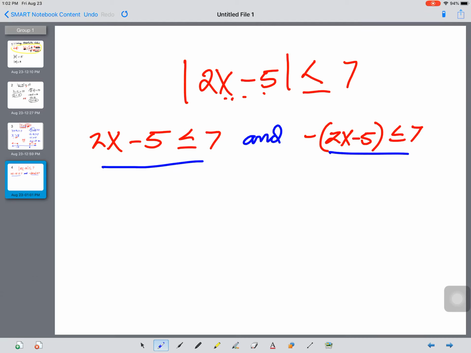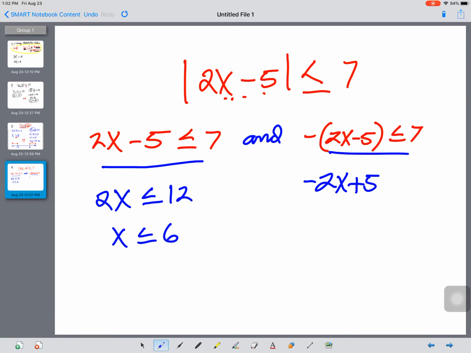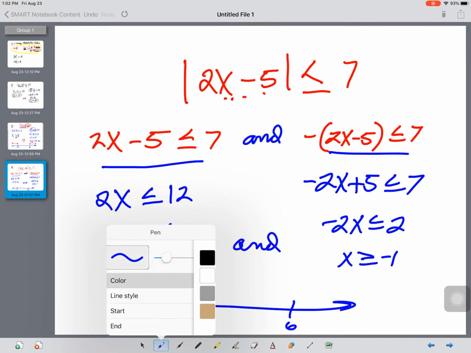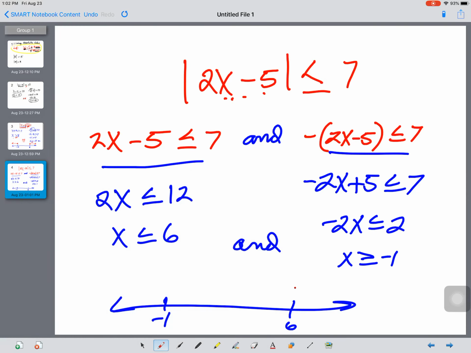So let's solve them both. Add 5 to both sides, you get 2x less than or equal to 12. x is less than or equal to 6. Distribute, negative 2x plus 5 less than or equal to 7. Negative 2x less than or equal to 2. And then x is, now remember when you divide by a negative, greater than or equal to negative 1, with the word and in the middle. Again, on a number line, less than or equal to 6, greater than or equal to negative 1. And as it turns out, then the answer is the stuff in between. And it would be closed dots on each of these.